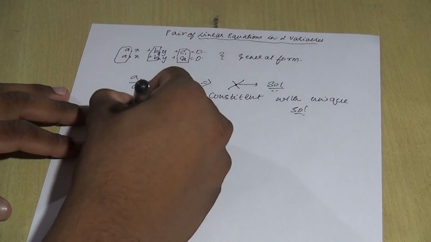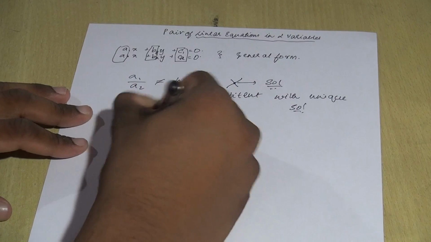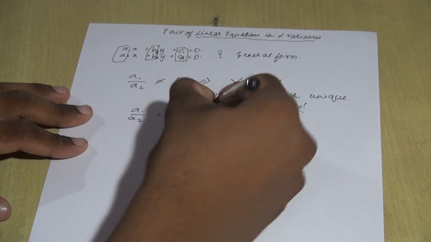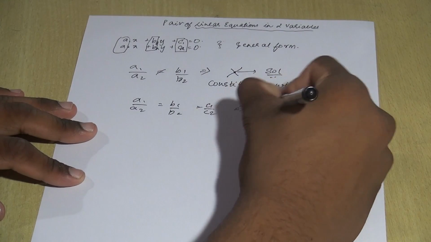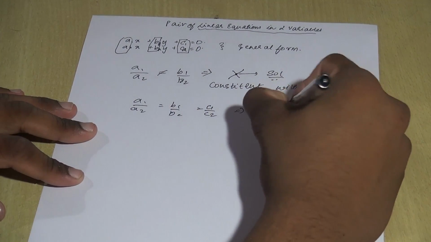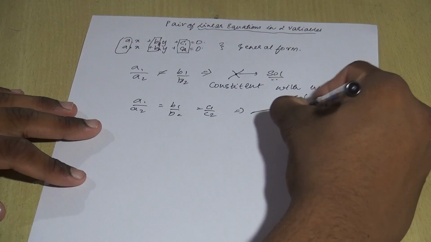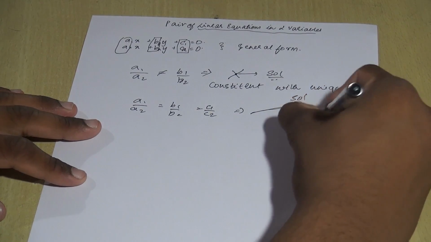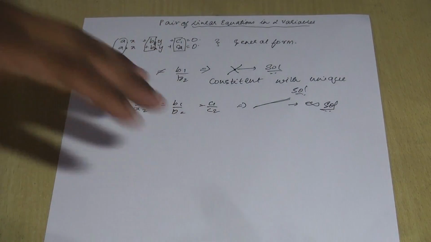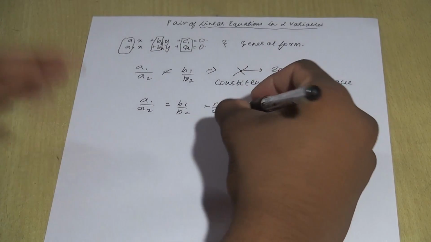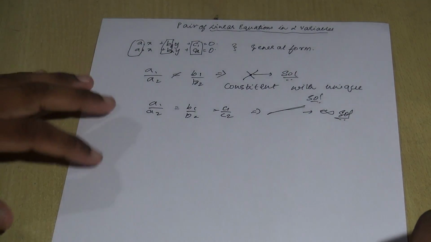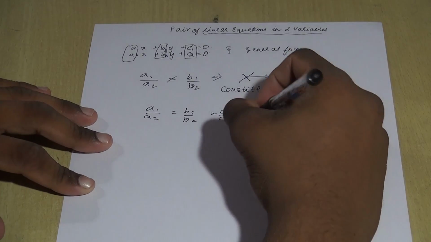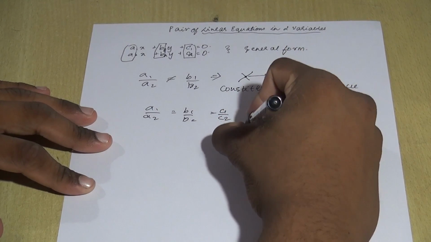Okay, now if a1 by a2 is equal to b1 by b2 is equal to c1 by c2, then the lines will be coincident. So these have infinitely many solutions, as all the points they lie on are the same. So these are also consistent, as they have solutions, but they have infinitely many solutions.